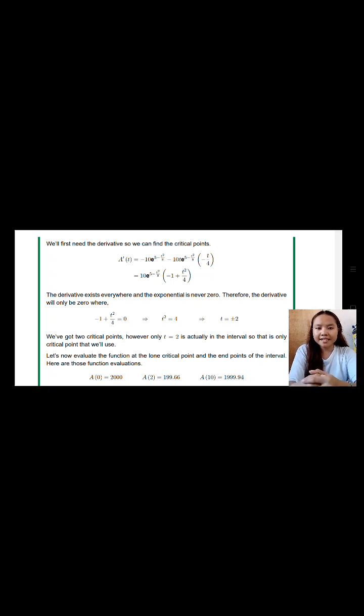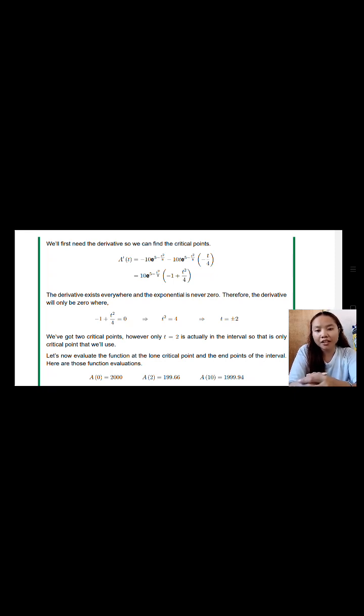The derivative exists everywhere and the exponential is never 0. Therefore, the derivative will only be 0 where negative 1 plus t squared over 4 is equal to 0, and t squared is equal to 4. t is equal to positive and negative 2. We've got two critical points. However, only t equal to positive 2 is actually in the interval, so that is the only critical point that we'll use. Let's now evaluate the function at the lone critical point and the endpoints of the interval.